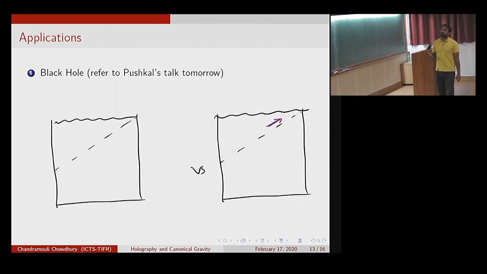And this is something which Pushkal will be talking about tomorrow. This is just a rough picture of a black hole in AdS, where this dashed line denotes the horizon of the black hole. And this would just be a free black hole, that is a black hole without any excitations inside. And this would be a black hole with some excitation inside. And we can try and repeat the same procedure that was described before in order to recover something like this. And this would have some more implications for the information paradox that Pushkal will demonstrate tomorrow.